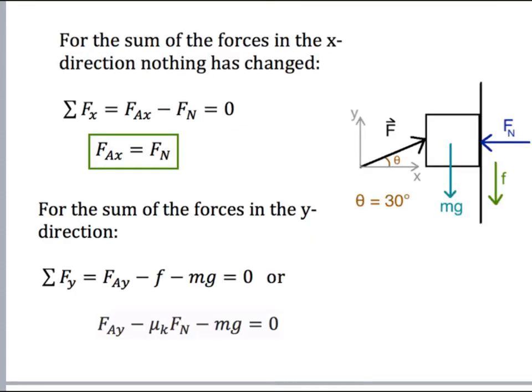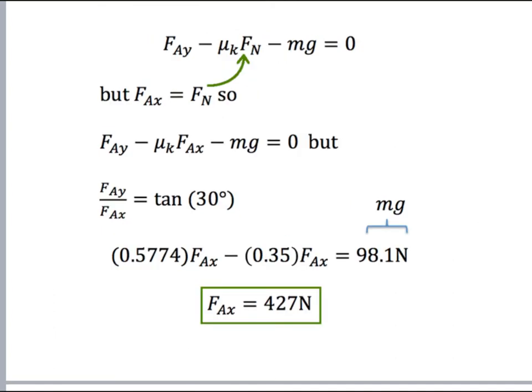So looking at this, we can do the sum of the forces in the x direction, and just like before, we're going to get that the horizontal part of the applied force equals the normal force. I'm not going to go through this again because it's exactly what we did in the previous part. But in the sum of the forces in the y direction, the one thing that's different is that the friction is now in the negative direction. And so we can again solve for the normal force, knowing that the horizontal component of the applied force is equal to the normal force.